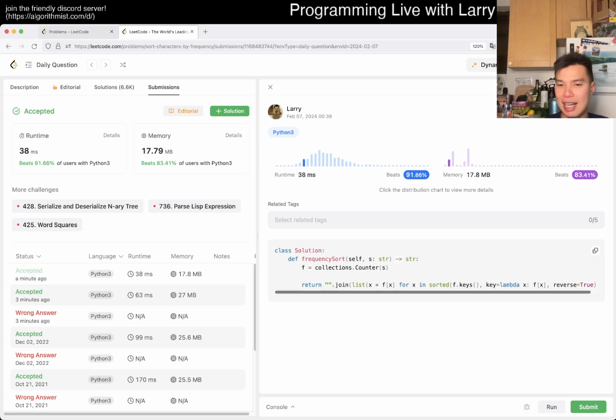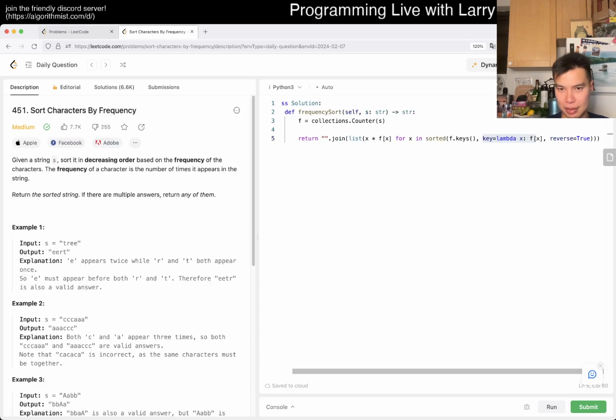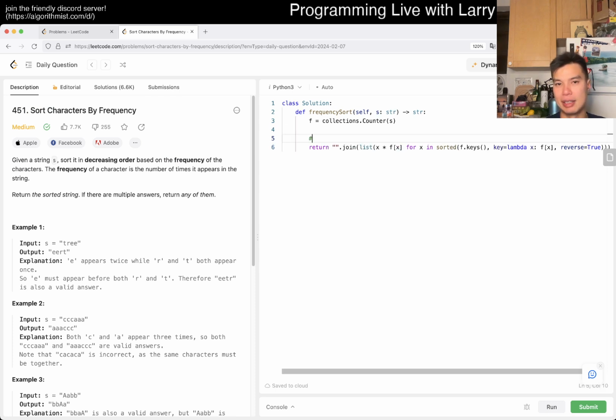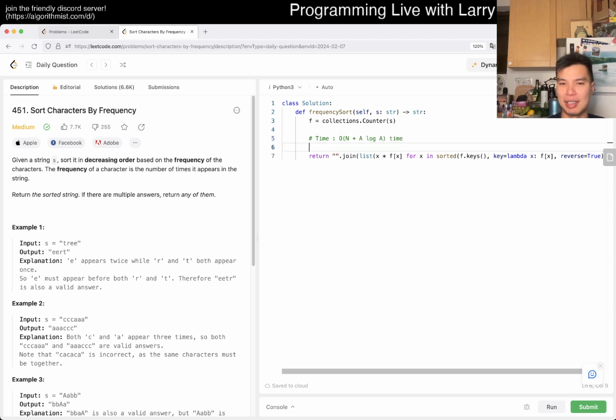And this one is actually alpha log alpha, and then the joining is going to be linear, because the combination of all of them is just the size of the input string. So you have linear time, alpha space. The time is going to be O of n plus alpha log alpha, and space is just O of alpha, right?